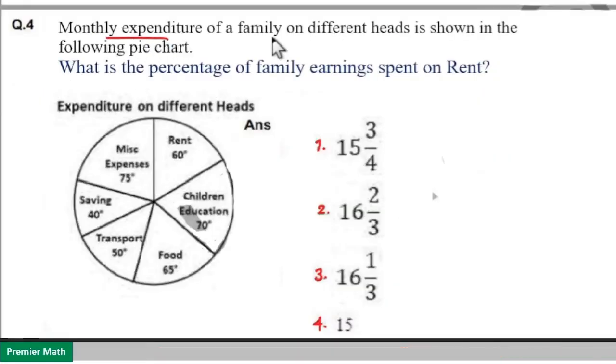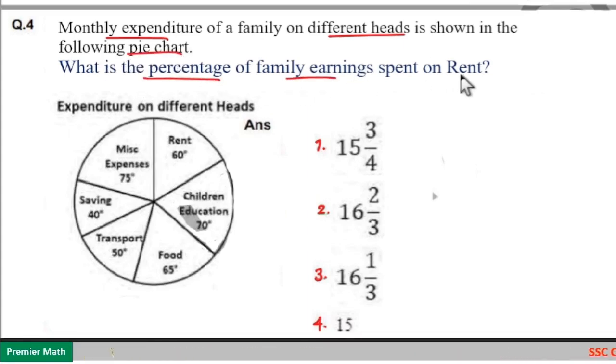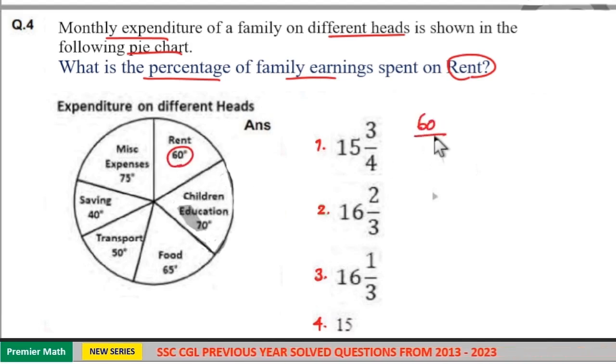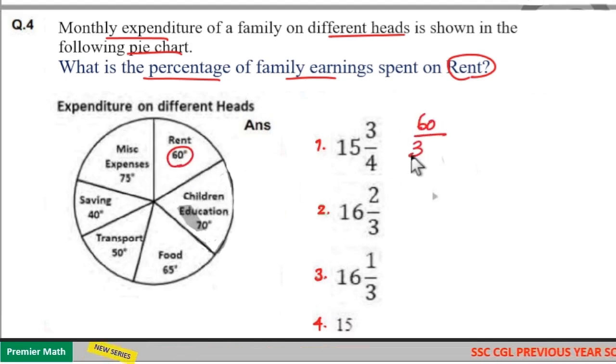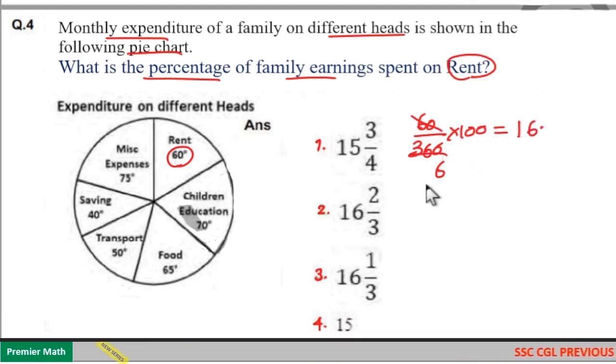Monthly expenditure of a family on different heads is shown in the following pie chart. What is the percentage of family earnings spent on rent? Here it is 60 degrees. So 60 degrees out of total 360 degrees into 100 is the percentage. So 100 by 6: 6 goes 1 time in 10, remaining 4, 6 goes 6 times in 36, remaining 4. So 4 by 6 means 2 by 3. So option 2 is your answer.